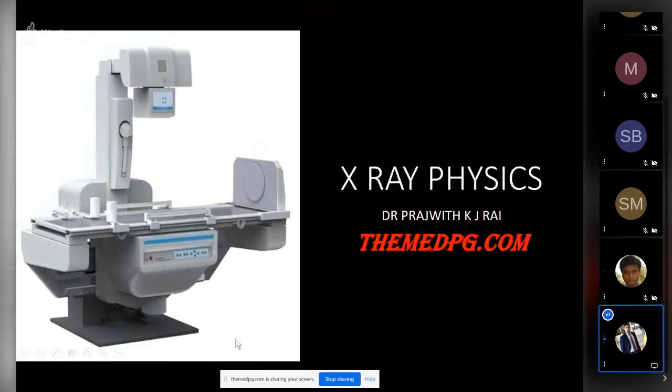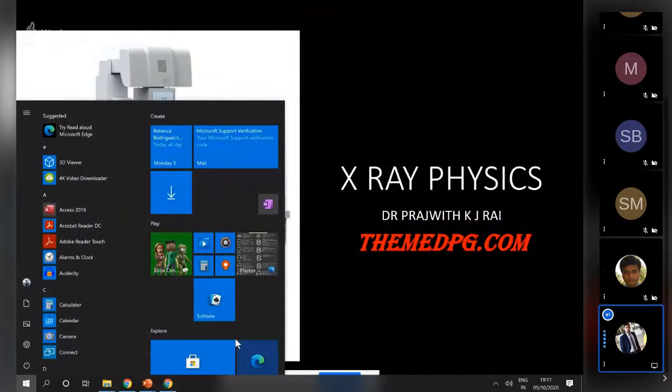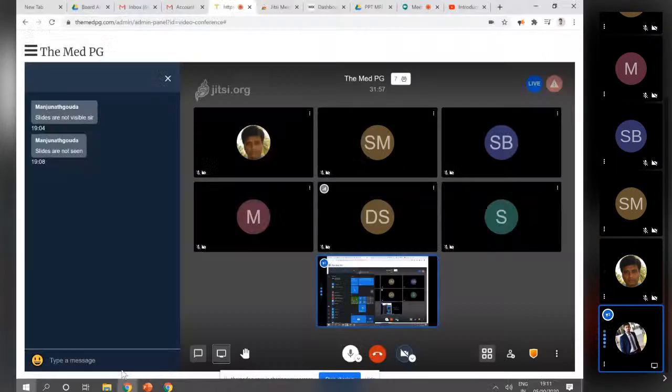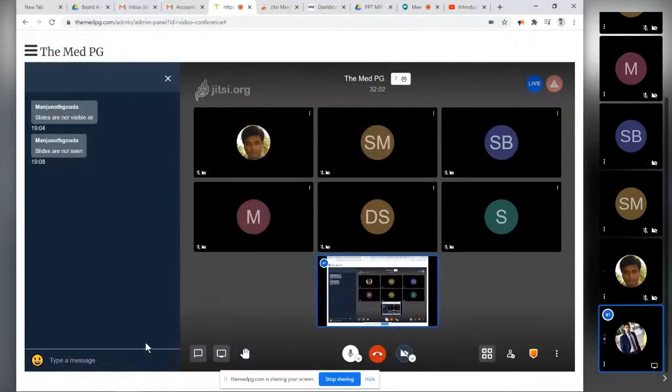So guys, I think my slide was not visible. Should I continue from the same spot or should I start from the beginning? I was revising the previous classes, so if you guys already know these things, I'll continue with the same slide or I'll start from the beginning. So what do you guys want me to do?